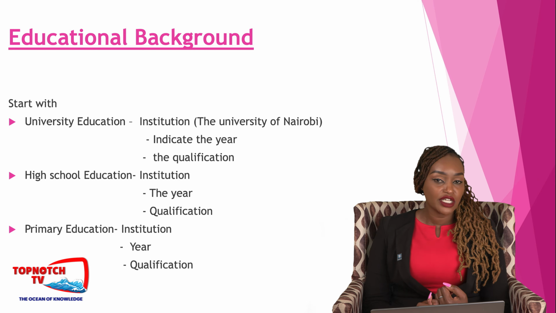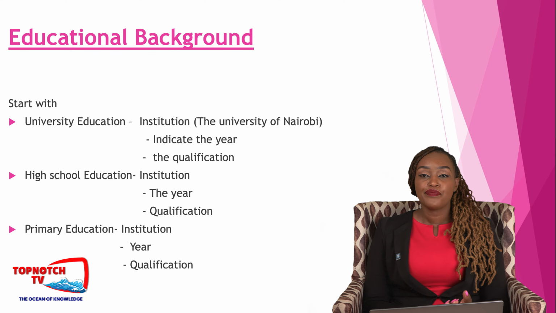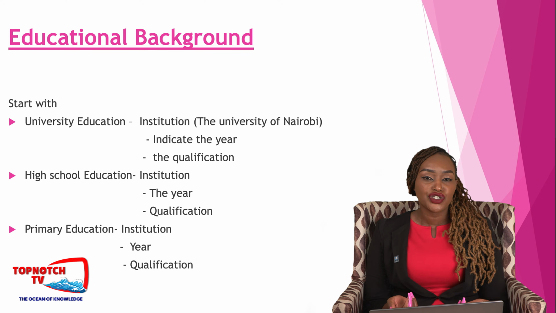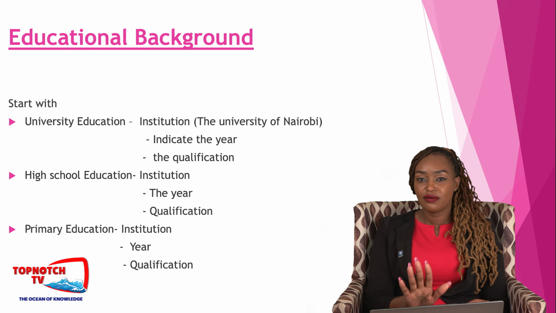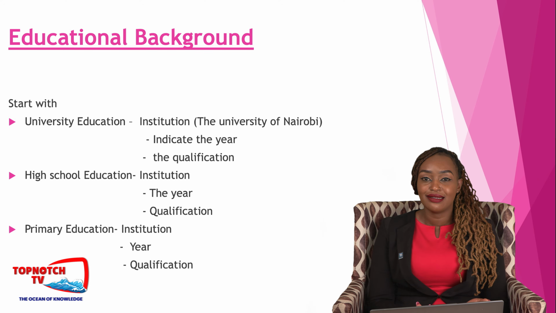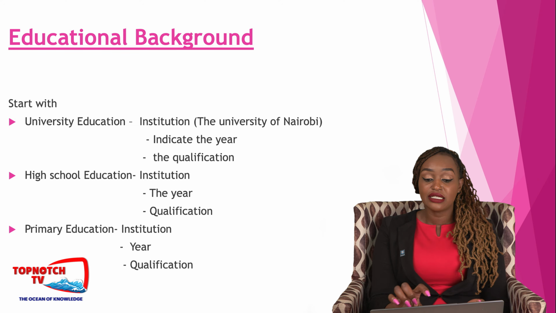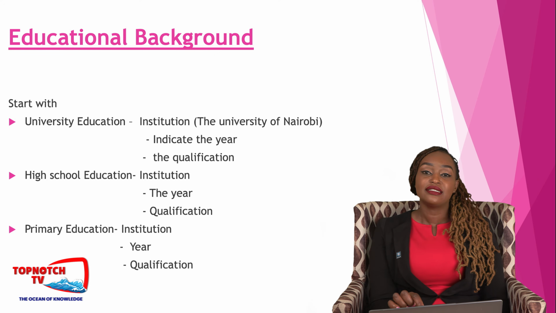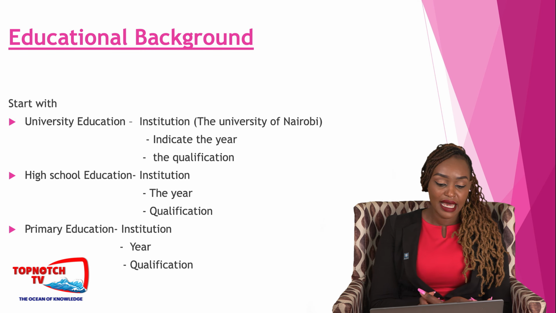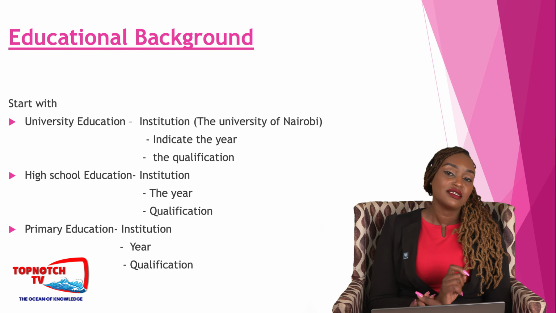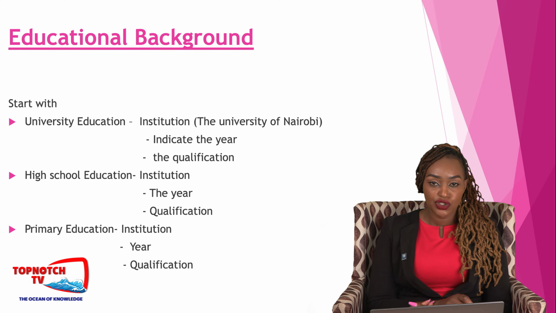Indicate the qualification. You can say Bachelor of Education. You can say whatever you have indicated there. What did you get? What did you attain? You can indicate any achievement that you got in the higher learning. Once you're done with that, you go to the next item, and that is high school education.